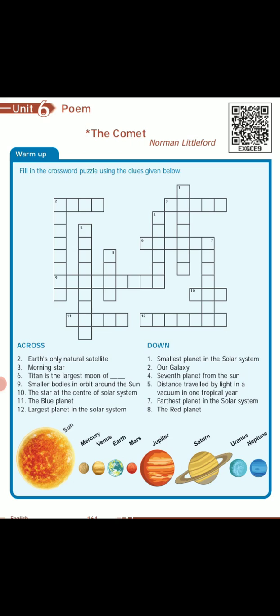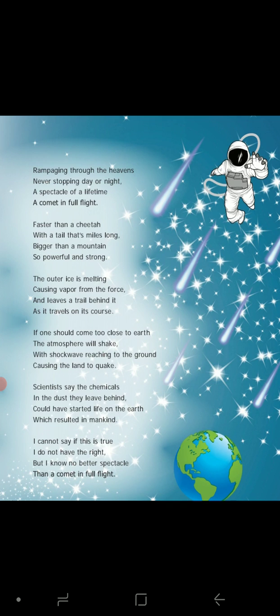Okay, children, you should learn about the solar system. These questions about the solar system, you want to learn and write in your notebook. This is a memorizer. The first 3 stanzas you have to memorize. Okay, children, come to the poem. What is the poem name? The Comet. What is the meaning of comet?